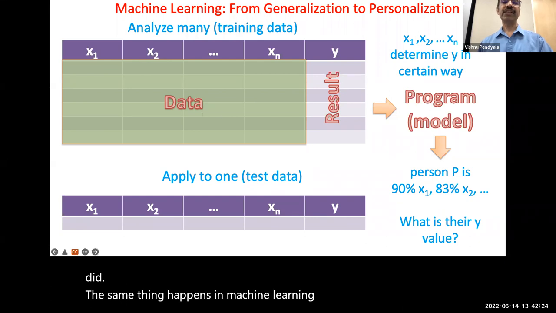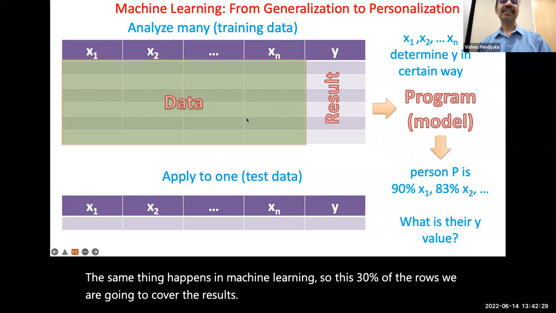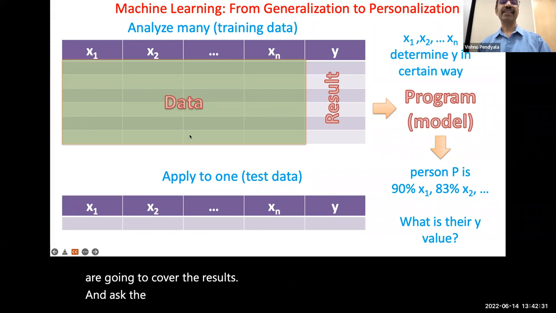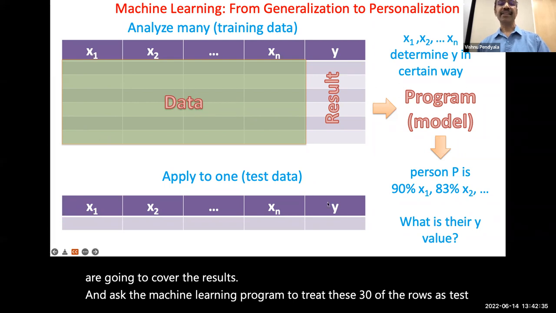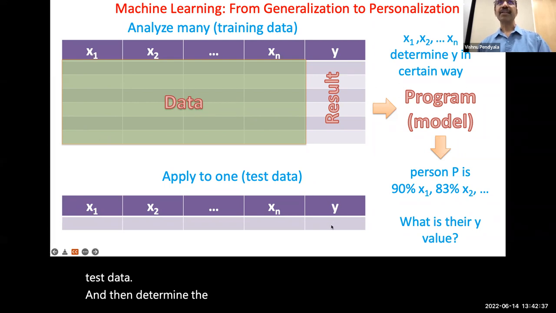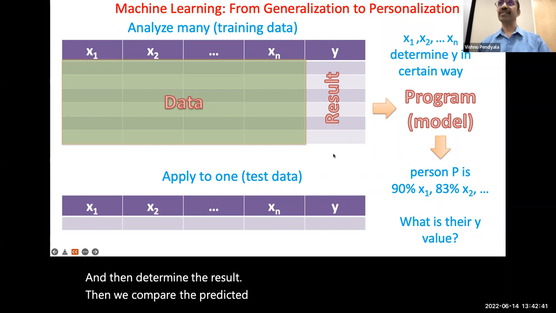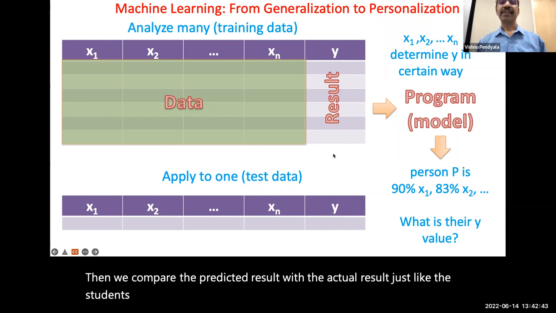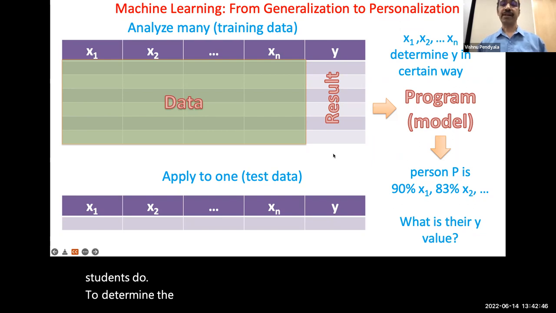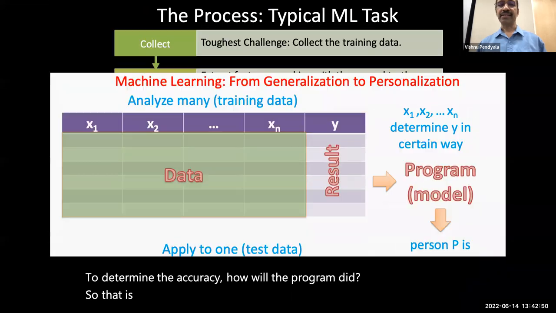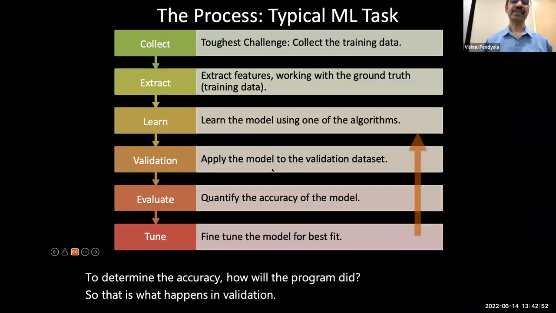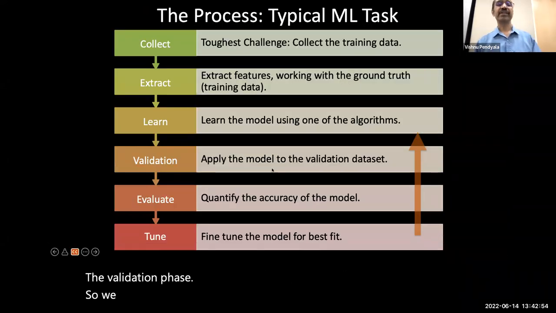So this 30% of the rows, we are going to cover the results and ask the machine learning program to treat these 30% of the rows as test data and then determine the result. Then we compare the predicted result with the actual result, just like the students do, to determine the accuracy, how well the program did. So that is what happens in the validation phase. That's how we are going to determine the accuracy.